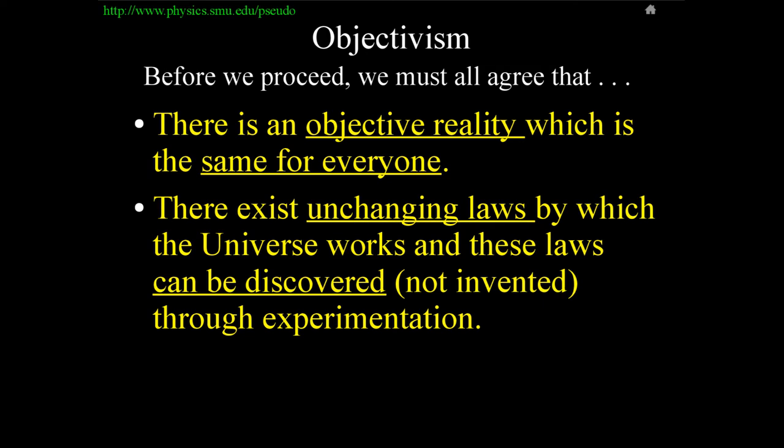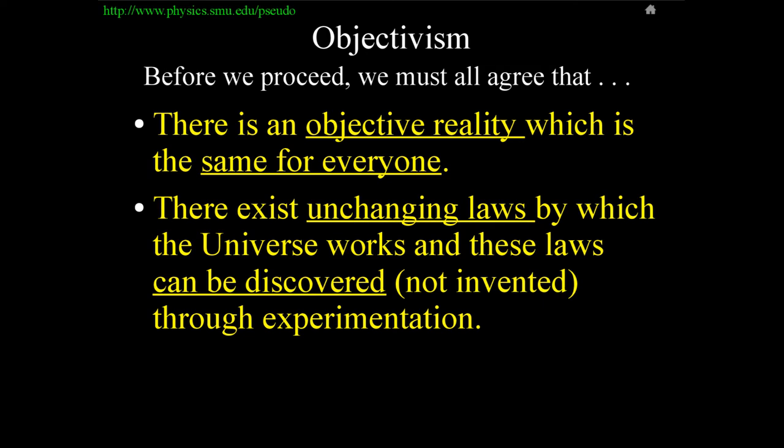All right, so back to objectivism. So there's an objective reality that's the same for everyone. And there exist unchanging laws by which the universe works, operates. Okay, so those laws may be simple, but out of that, very complex phenomena can occur. And those laws can be discovered. That is, they're there for us to find. They're not to be invented. They are regular laws that anybody could agree on if they assessed reality, if they assessed the natural world. Okay, that's objectivism. And that's the basis of science.